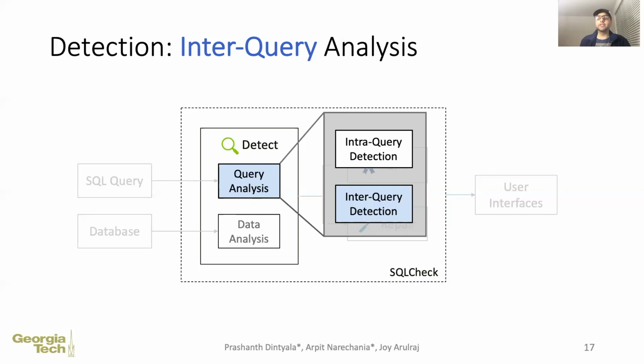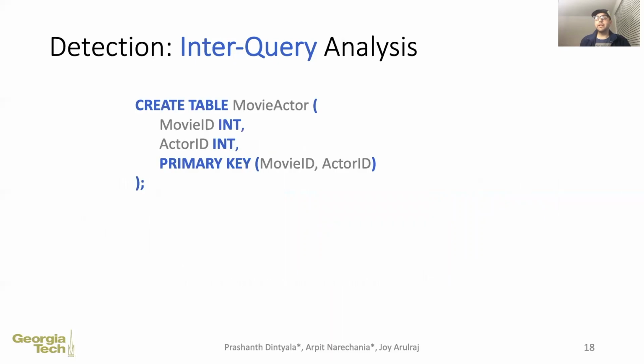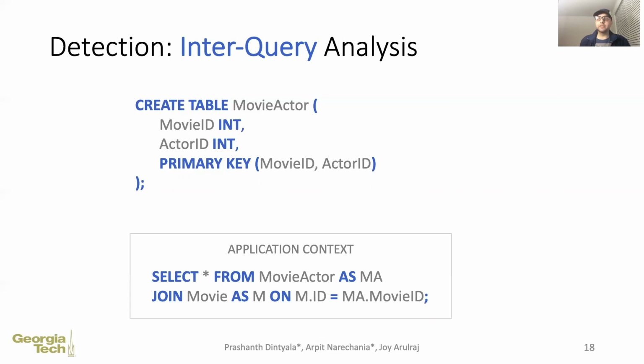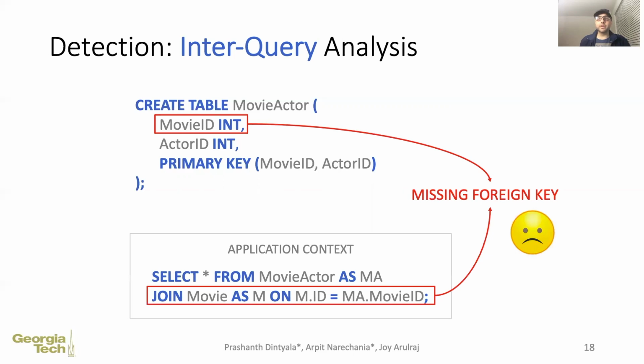application's context, consisting of other SQL statements and the database schema. For example, consider the create table statement for the movie actor intersection table. We do not observe any obvious anti-pattern in it. However, if we look at the application's context consisting of another query, we see that the movie ID of the movie actor table is being utilized in the join predicate. From this, we can infer that a foreign key constraint is missing in the application.